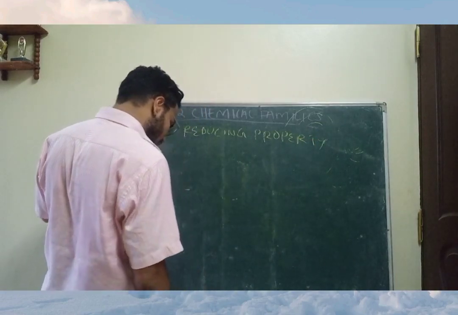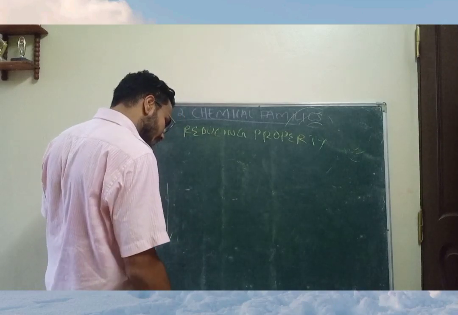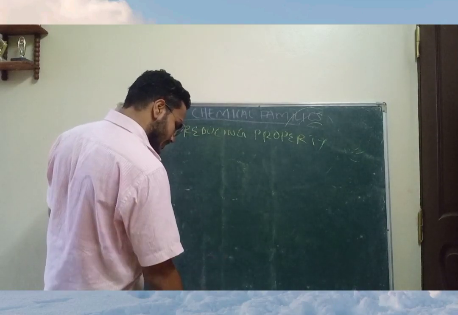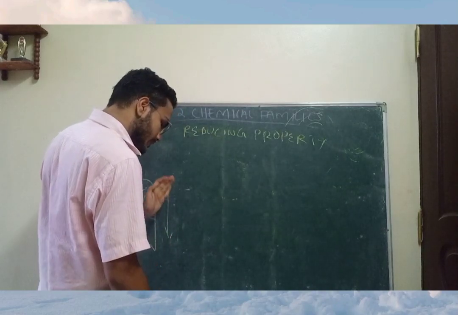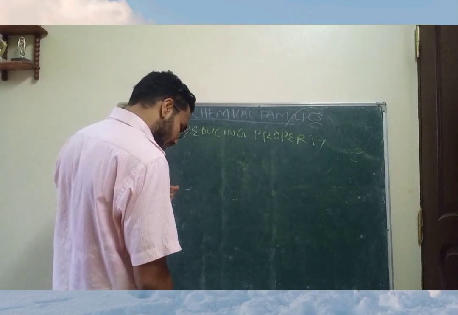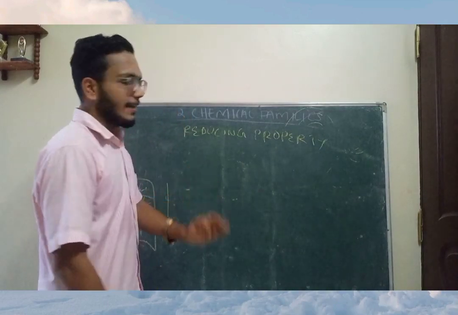Okay, I will just read this for you. Alkali metals are reducing agents. A reducing agent in chemical families is a substance that loses electrons. The reducing property of alkali metals increases with atomic radius or energy levels. Hence, the atom can easily lose the valency electrons.